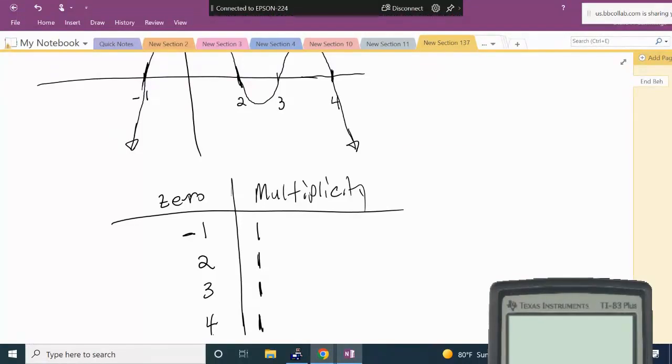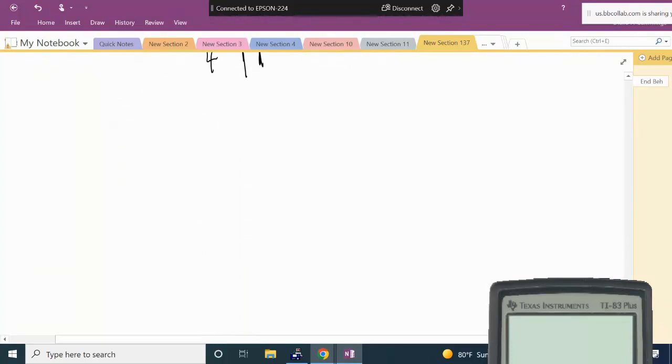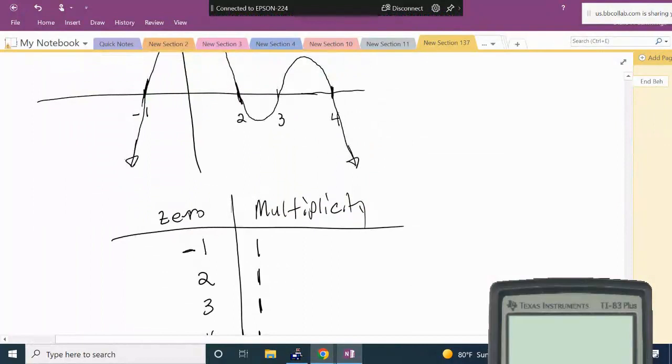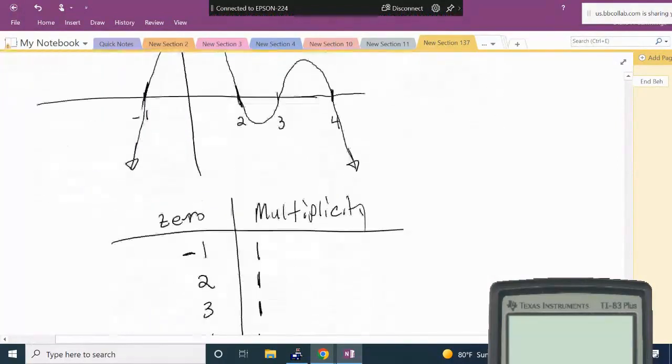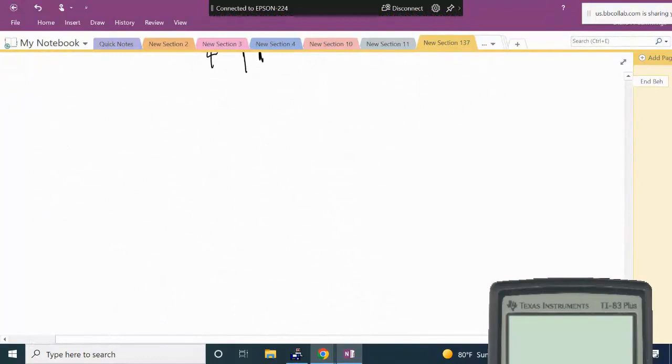All right. However, if we take a look at number 4, all right, so the directions are the same. Use the graph to identify the zeros of multiplicity, and we're going to order from the greatest to the least. So this is -3, -2, 1.